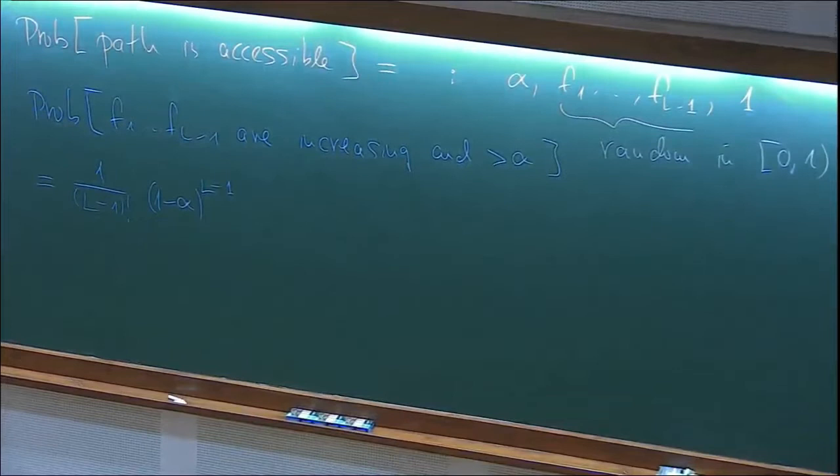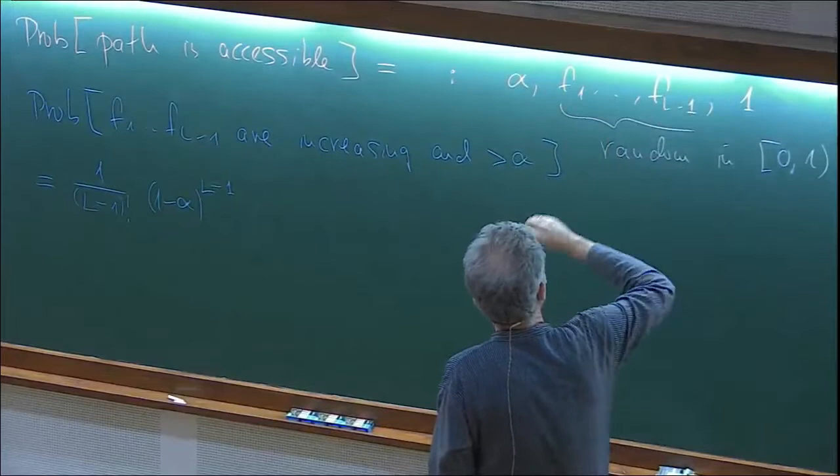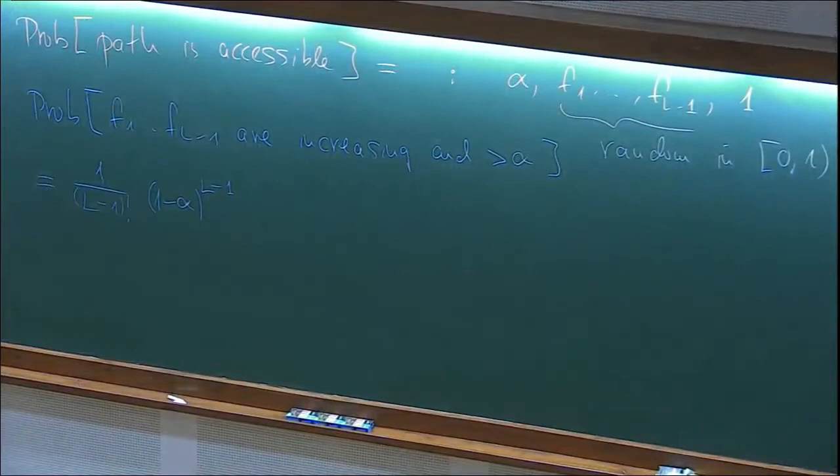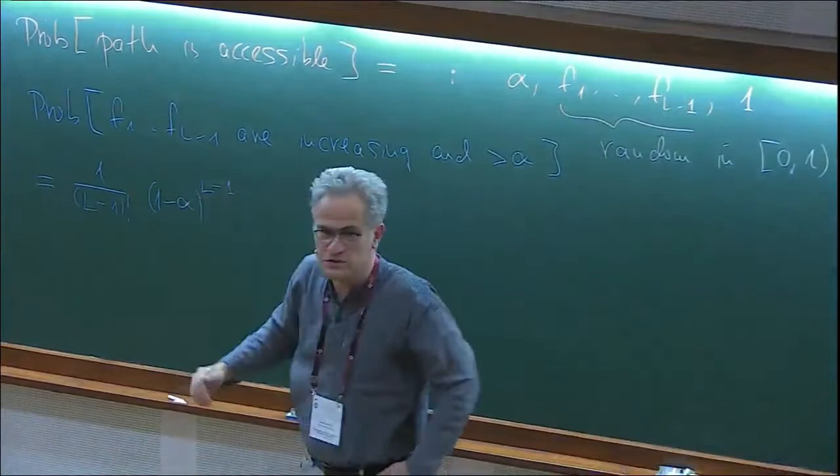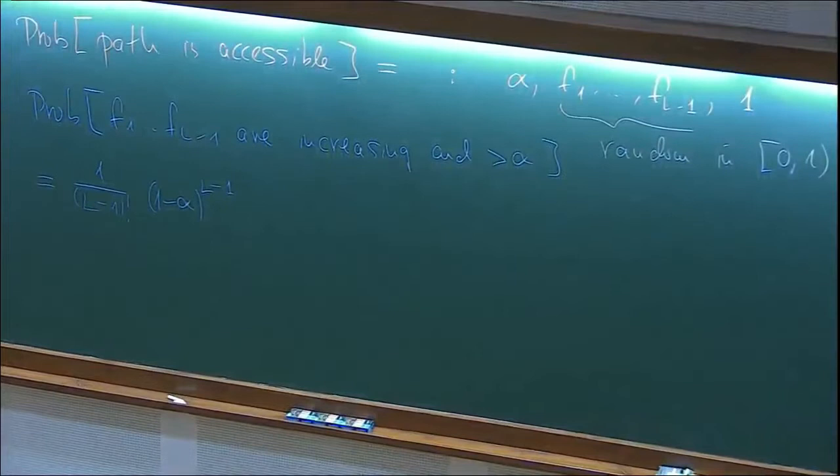Well, yes, but you see, the argument is, you pick them from a smaller interval, right? So the question is, how do you introduce this conditioning, right? And I think one way of introducing this conditioning is to say, I choose them all between 1 and 1 minus alpha, and then I impose on those random variables the fact that they are increasing, right? So I think it's essentially the same thing. Okay, so this is the probability.